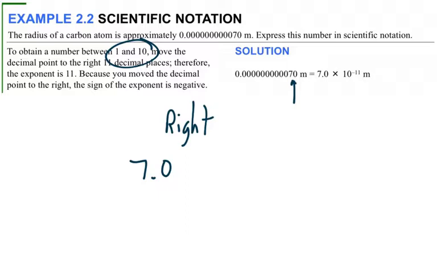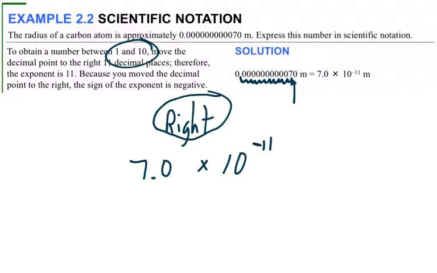Now, again, we're going to the right. So if you look at this, you go 1, 2, 3, 4, 5, 6, 7, 8, 9, 10, 11. So it's going to be times 10 to the 11. However, because we moved it to the right, we're going to put a negative exponent. So it'll be times 10 to the negative 11.